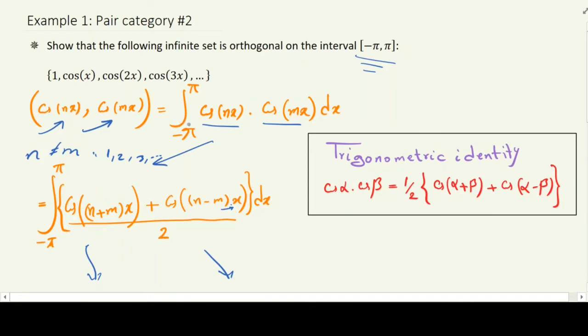So now we have considered both of the scenarios that are possible, and we know that for all those infinite number of pairs of functions that we can imagine from this infinite set, the inner product is going to be 0. And that basically means that this infinite set is orthogonal on this interval of minus pi to pi.